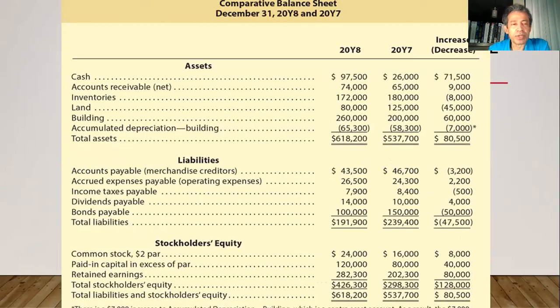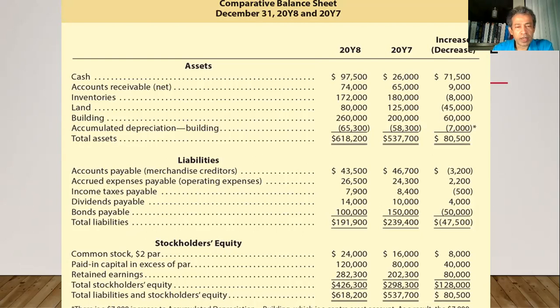We have comparative balance sheets here. You can see changes in cash and accounts receivable. So cash has gone up by 71.5. Accounts receivable has gone up by $9,000. Inventories have gone down. Then the rest are non-current assets. Land has gone down. Building has gone up. Accumulated depreciation has gone down too. See, building has gone up, but accumulated depreciation has gone down. That means some building would have been sold.